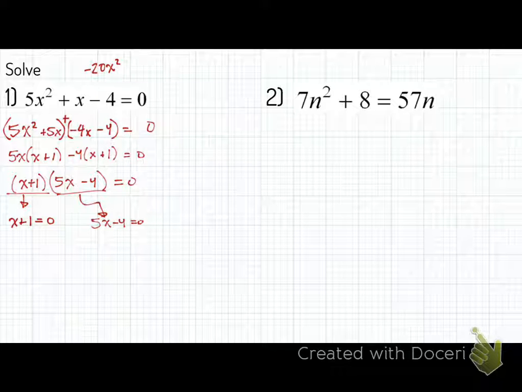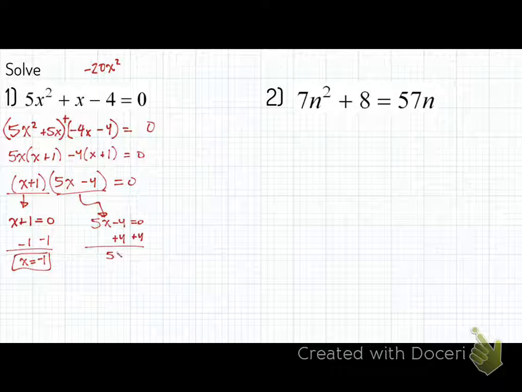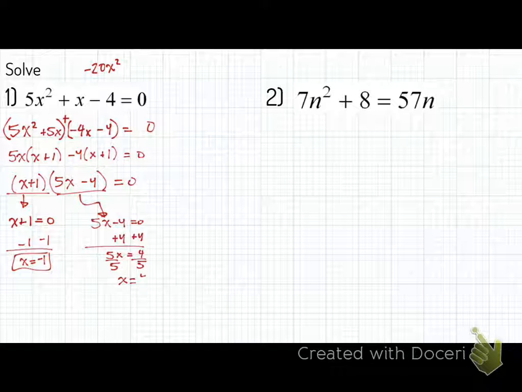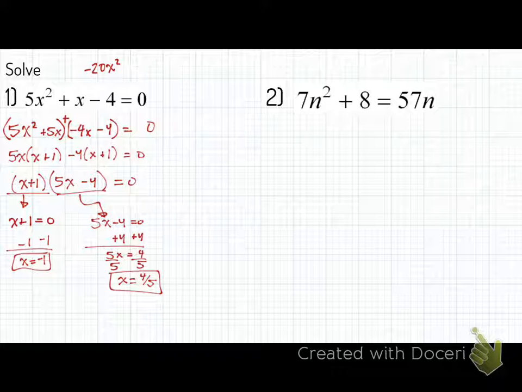And so we can subtract 1 on both sides here. So we get x is equal to negative 1. And then we have 5x minus 4. We're going to add 4 to both sides here. So we have 5x is equal to 0 plus 4, which is 4, divide both sides by 5. What's 4 divided by 5? I could do a decimal, but I could just leave it as a fraction, 4/5. Okay, that's the answer. These are your two answers.